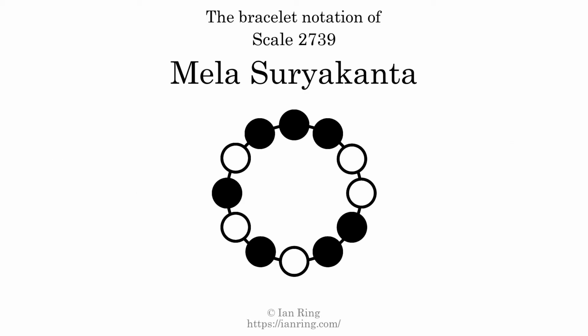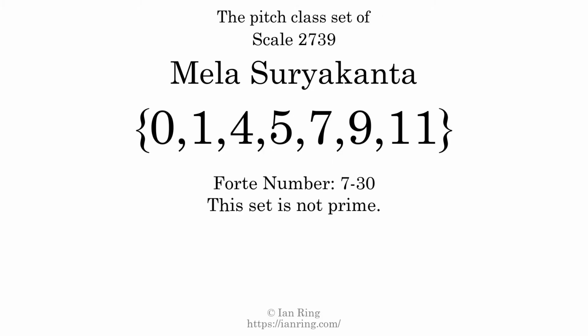This is a bracelet notation diagram of scale 2739. The shaded circles represent tones that appear in the scale, and they are read clockwise, starting at the top. The pitch class set for this scale is 0, 1, 4, 5, 7, 9, 11.